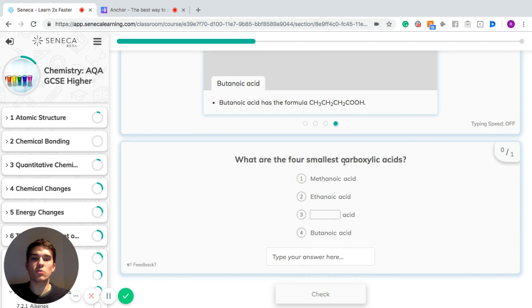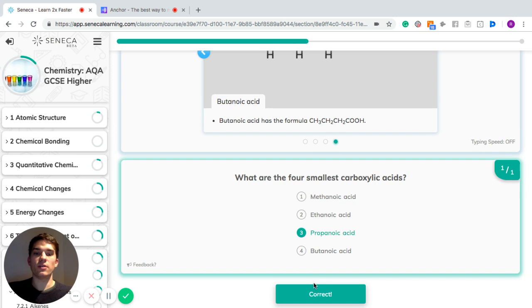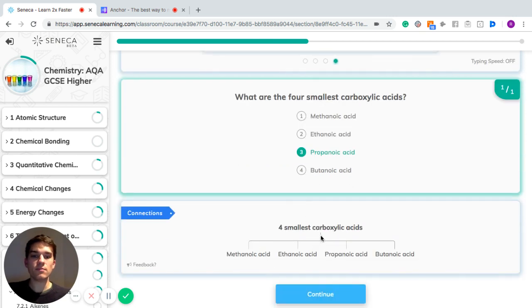So what are the 4 smallest carboxylic acids? Remember, we've got methanoic acid, ethanoic acid, propanoic acid, and butanoic acid. Just a reminder of those again: methanoic acid, ethanoic acid, propanoic acid, and butanoic acid.